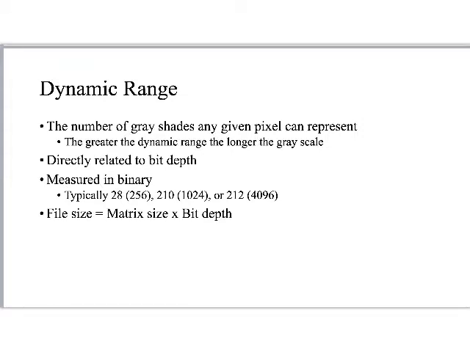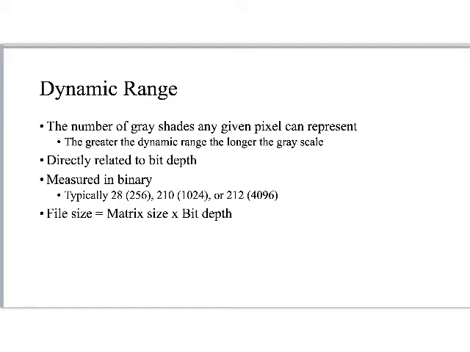And the dynamic range is just the number of gray shades that any given pixel can represent. And in digital systems, this is always a binary number, and it's what we're talking about a lot of times when we talk about bit depth. So the greater the dynamic range, the longer the grayscale. It's going to have a direct correlation to file size. So file size basically equals the matrix size times this dynamic range, or times this bit depth.